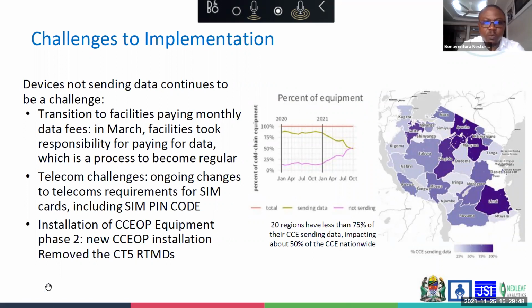This is also one slide which shows the challenges which we encountered. I think most of them have been mentioned, but as you can see in the figure in the middle, as the installation process went on, we encountered some challenges whereby some devices were not sending data. So this is a challenge, as you can see. Next slide.